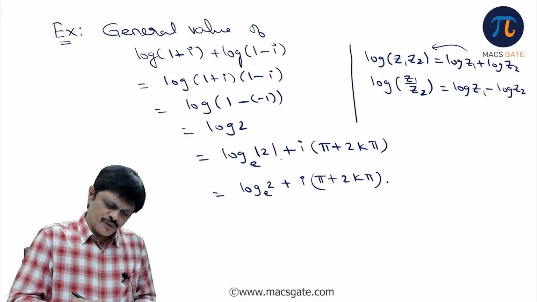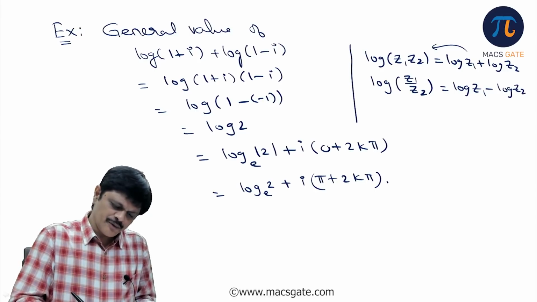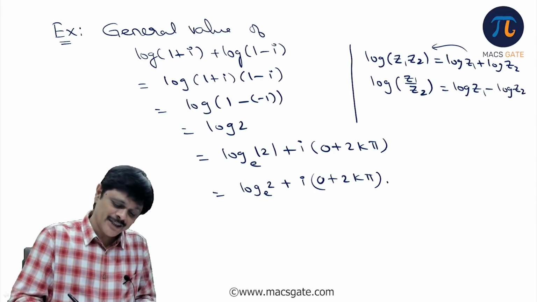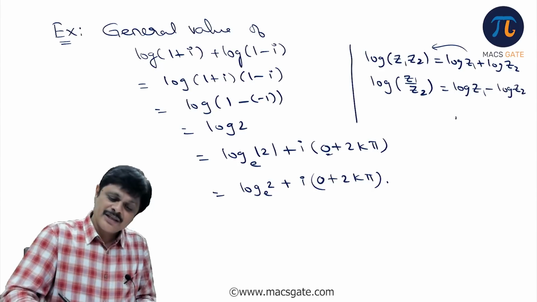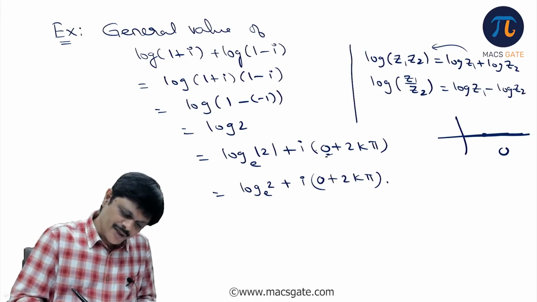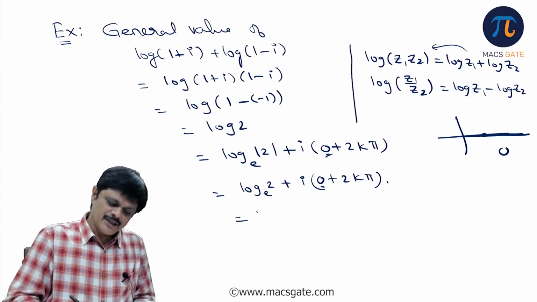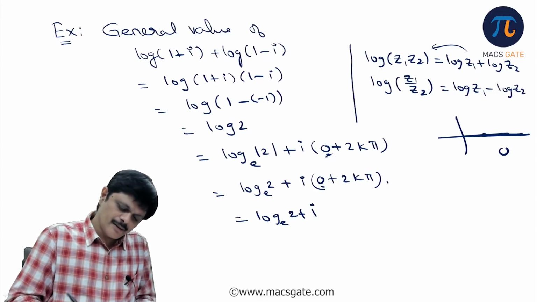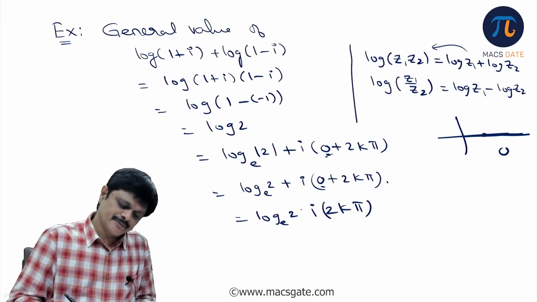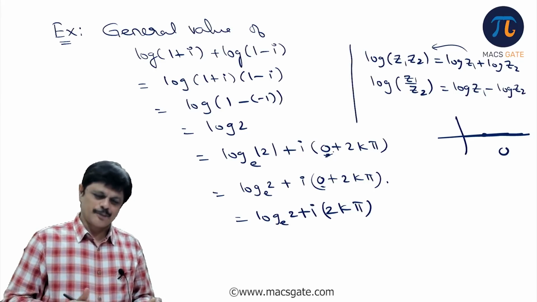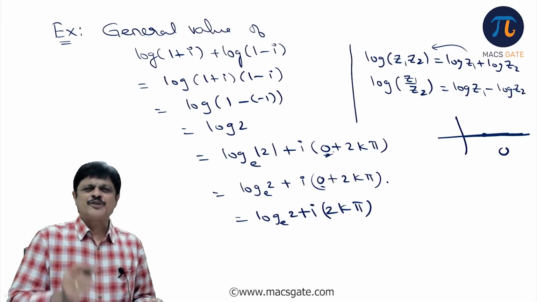So sorry, for log 2 the argument is 0. Why did I write pi? This is not minus 2, sorry, it is plus 2. Earlier we solved for minus 2. For plus 2, what is the argument? For any positive real number, the argument is 0, not pi. Please write that: log 2 to the base e plus i times 2k pi. Is the idea clear? Please be careful with the arguments, sir. So this is about logarithm which we should know.